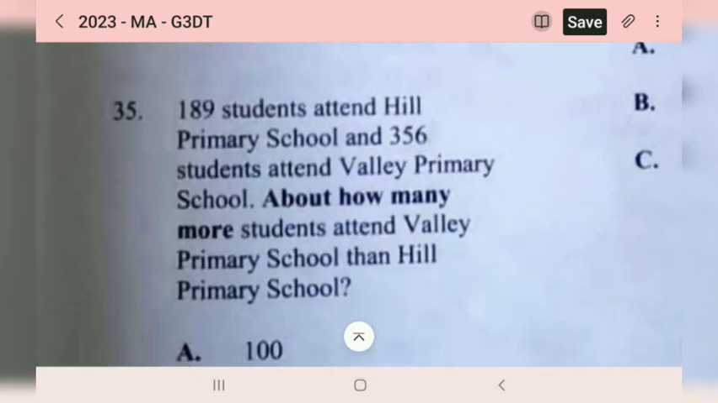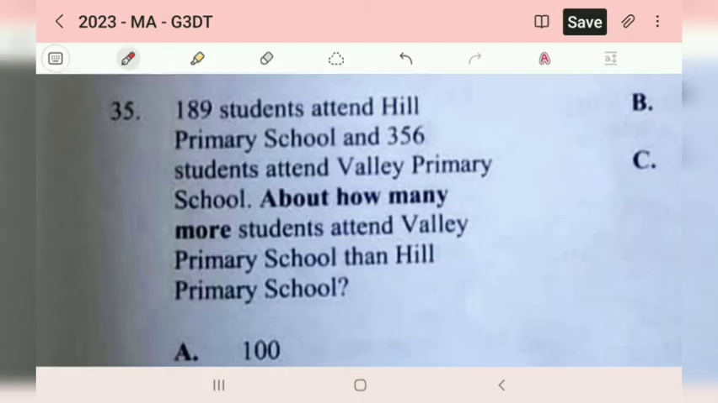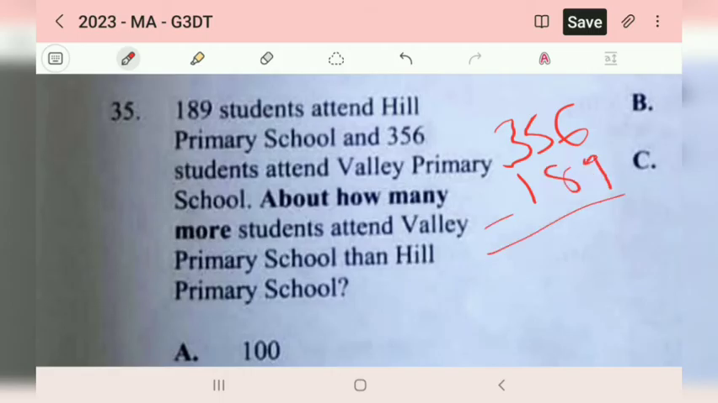Alright, 35. 189 students attend Hill Primary School and 356 students attend Valley Primary School. About how many more students attend Valley Primary School than Hill Primary School? So let's do the thing. We're subtracting. 356 is at Valley and 189 at Hill. Taking away. 9 from 6, can we? No. So let's put this to before.